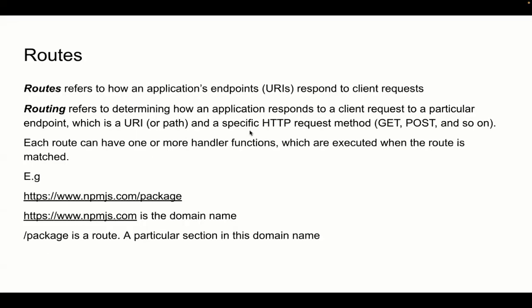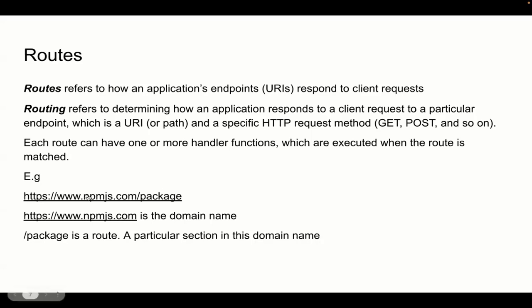So now, once we have done this, let's move on and see what next to do. I want to look at routes. A route refers to how an application endpoint responds to a client request. Routes are the different endpoints we have in our application. Routing refers to determining how an application responds to a client request to a particular endpoint, which is a URL or path, and a specific HTTP request method. Each route can have one or more handler functions which are executed when the route is matched.